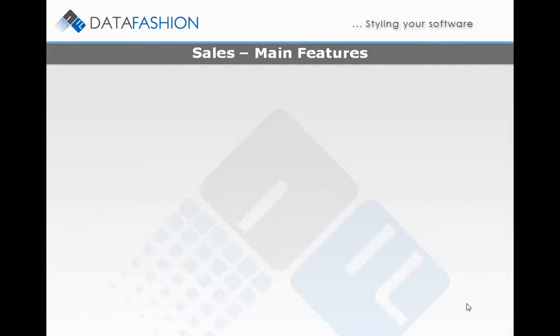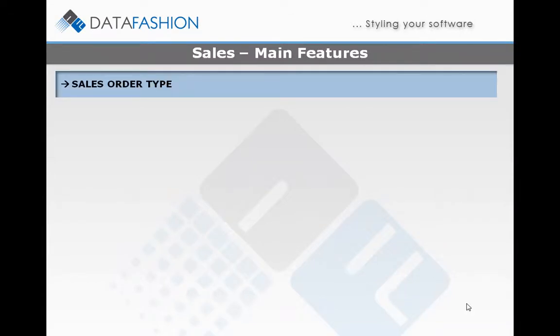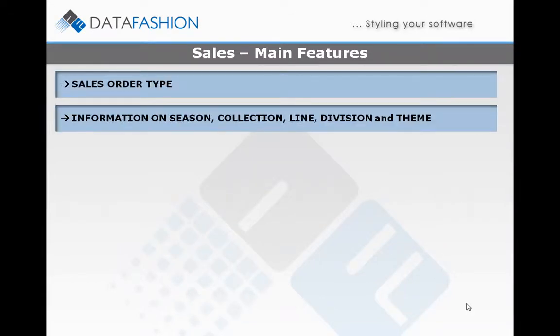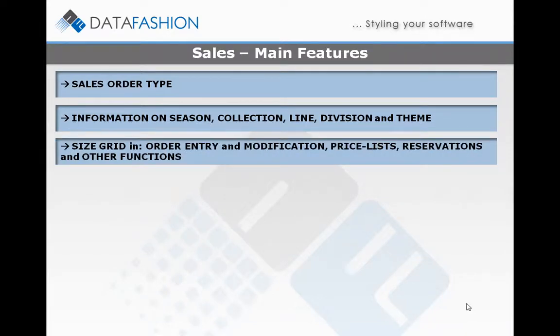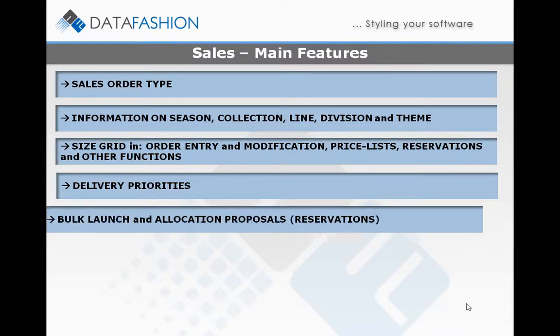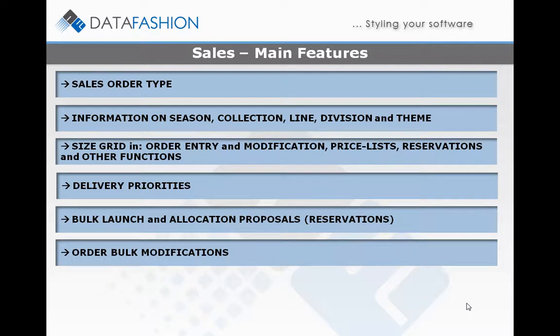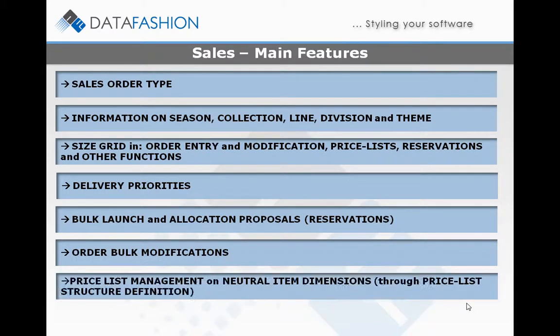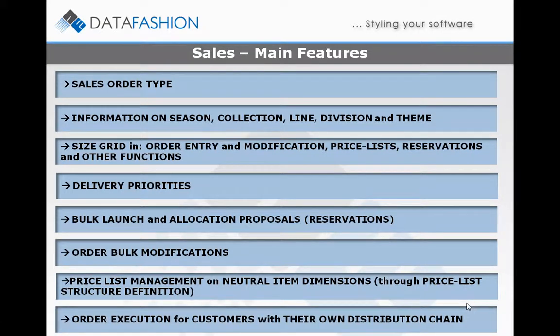In particular, sales order type, information on season, collection, line, division and theme, size grid in order entry and modification, price lists, reservations and other functions, delivery priorities, bulk launch and allocation proposals, reservations, orders bulk modifications, price list management on neutral item dimensions through price list structure definition, order execution for customers with their own distribution chain.